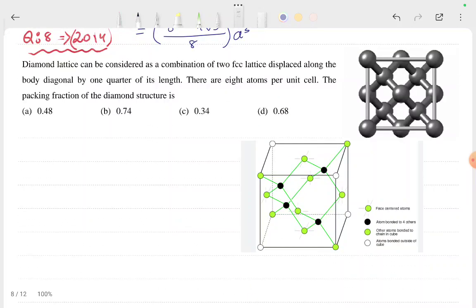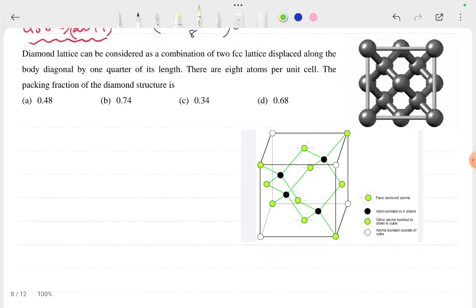These are the next questions. Question number 8 is very important. A diamond lattice can be considered as a combination of two FCC lattices. Yeah, of course, a diamond lattice is a combination of two FCC lattices, displaced along the body diagonal by 1/4 of its length.